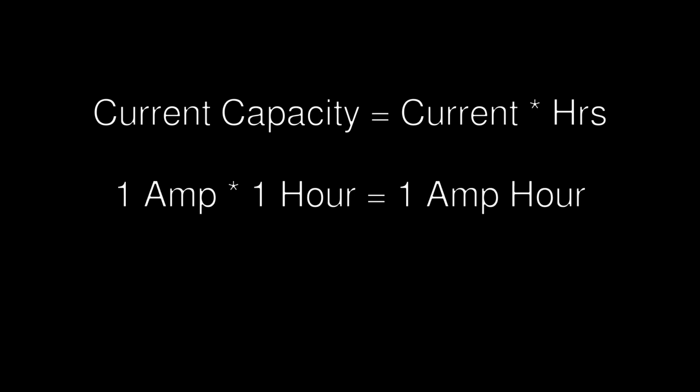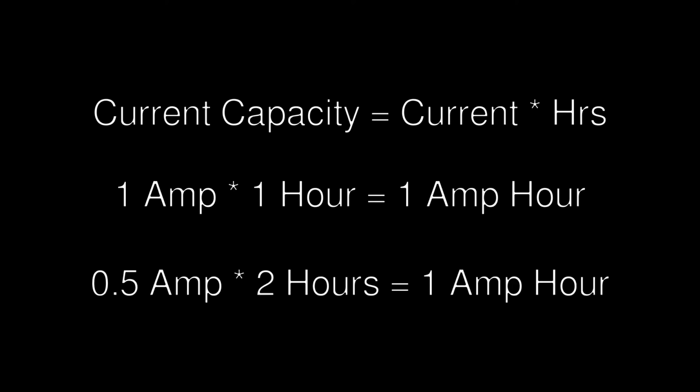Now let's talk about current and current capacity. A power source like a battery will have a certain current capacity, which is current times number of hours. If a battery can supply 1 amp for 1 hour, that would be 1 amp hour. And if it can supply half an amp for 2 hours, that would still be 1 amp hour.